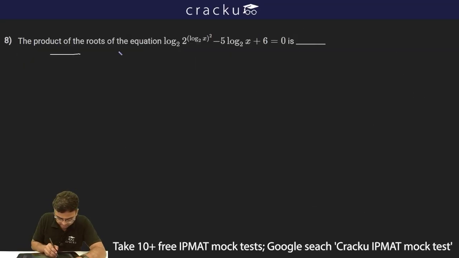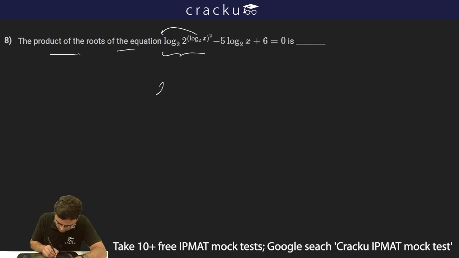The next question is saying the product of the roots of the equation log base 2, 2 log 2 to the power log 2x, whole square, minus 5 log x to the base 2 plus 6 is equal to 0. So we have to find the product of the roots of the equation. Now this is log 2, this power I can bring out, and log 2 to the base 2 will be 1.